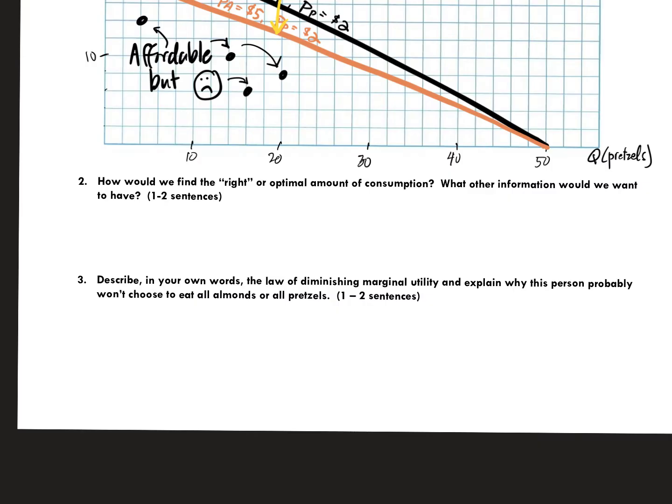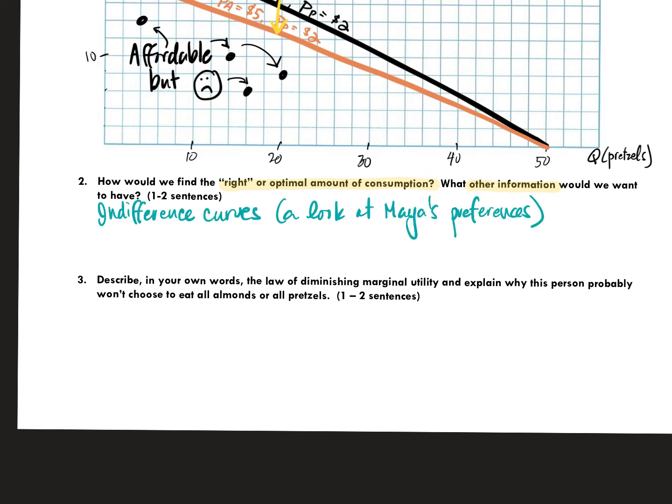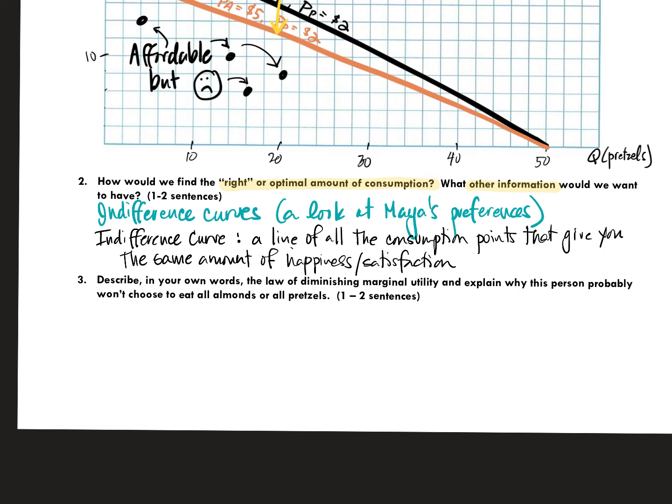So basically, we're missing some information because although we know what she can afford, we don't know which is the best combination of the goods. And so we need to know something about her preferences. A nice map of preferences that we have in economics is called indifference curves. It's useful to remember what an indifference curve is right now, so let's do that. An indifference curve is simply a line of all the different combinations of consumption points that give you the same amount of happiness and satisfaction.